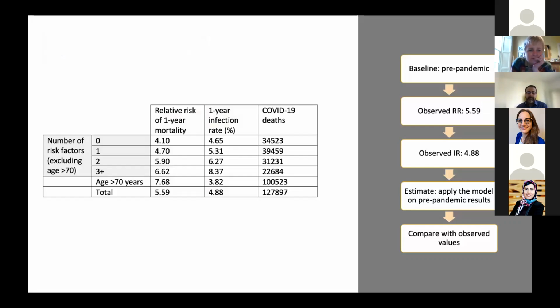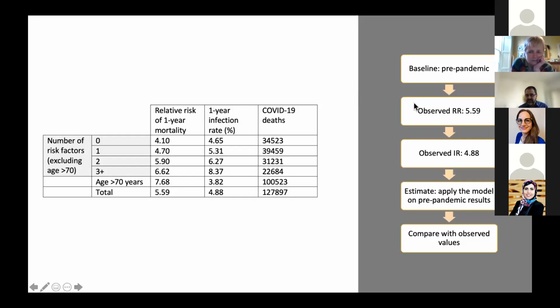So based on the real and observed values of COVID death in TRE, we realized that the relative risk of 1 year mortality is way higher than 3. It was around 5.59. And for infection rate, the observed value was lower than what we expected. It's 4.88. There are 2 reasons. The previous study was at the start of the pandemic, and also here we don't have all of the COVID positive results. It's just based on, I think, pillar 1 and 2, and also we don't have asymptomatic results in TRE. So probably 4.88 for an infection rate is an underestimation.